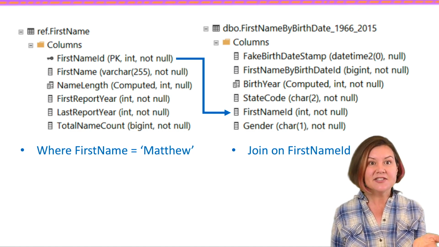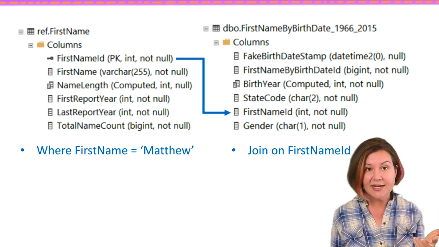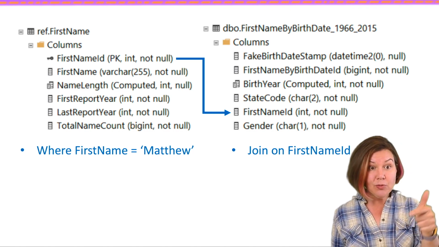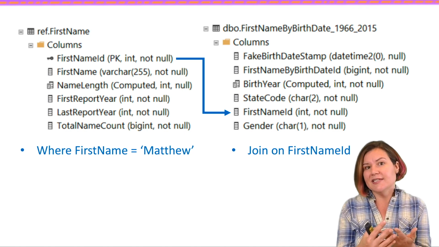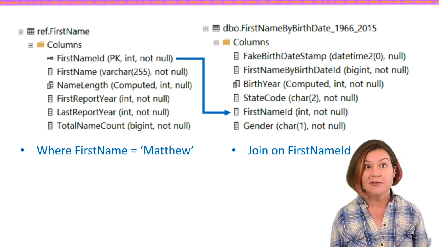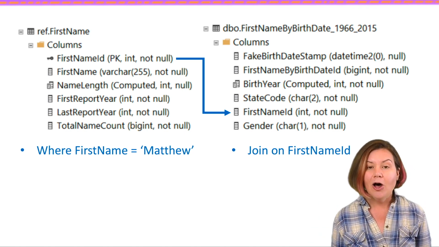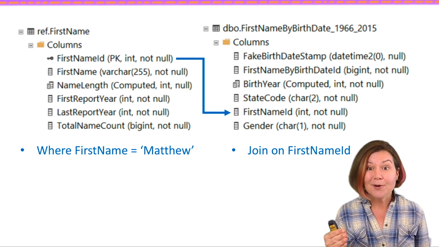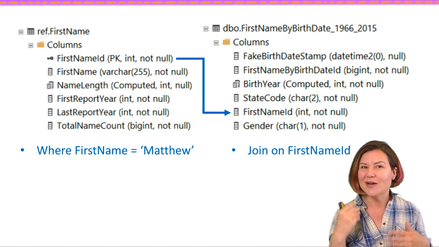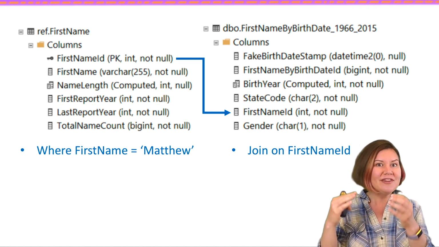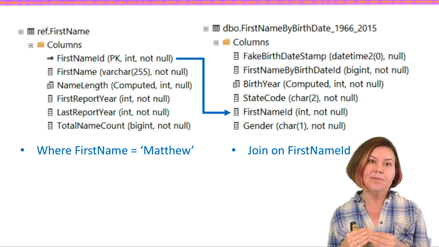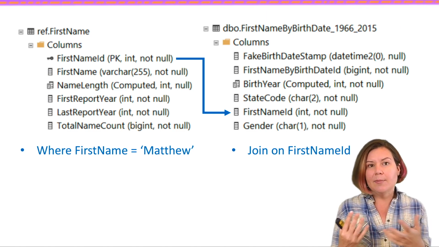So the statistics on first name describe that Matthew has one row in this table. That doesn't tell SQL Server how many rows Matthew has in the larger table. On the larger table, first name by birth date, 1966 to 2015, the one that's 3.7 gigs, we have statistics for the first name IDs. So SQL Server knows how many rows there are.